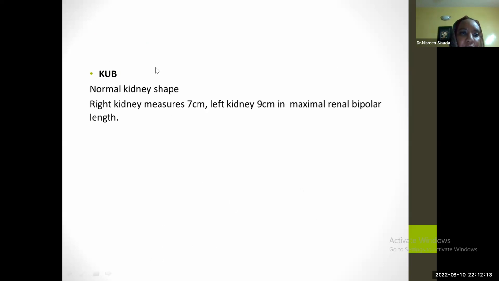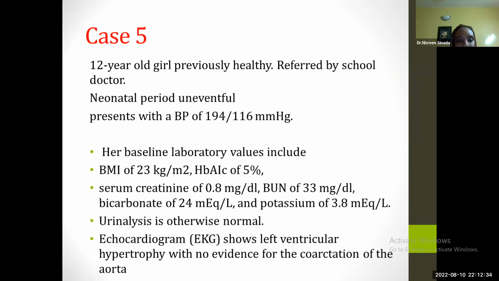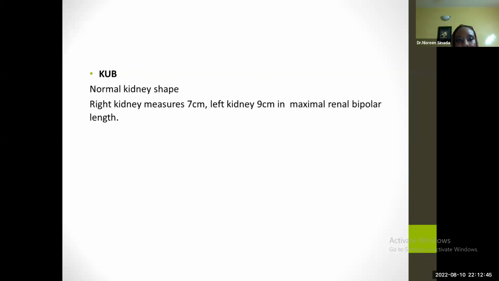And okay, so the KUB was done. It showed normal kidney shape, but the right kidney is 7 centimeters, which is small, and the left kidney is 9 centimeters. Other reports are normal. So what is your thought with this? You have stage 2 hypertension, very high blood pressure, with target organ damage, left ventricular hypertrophy. And when you did the renal ultrasound, you found unequal kidneys, and the right kidney is smaller than the left.